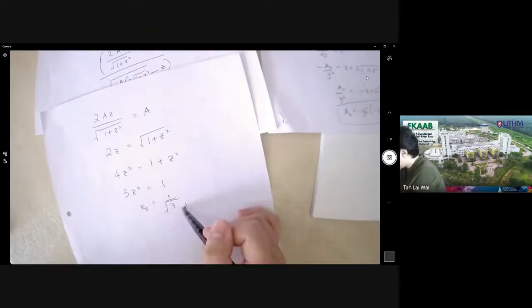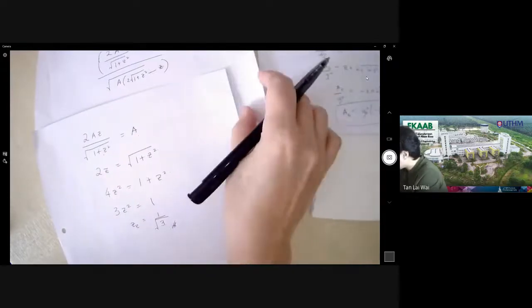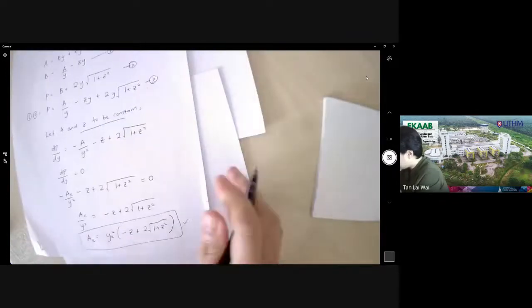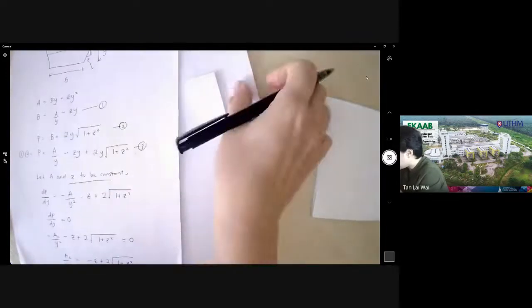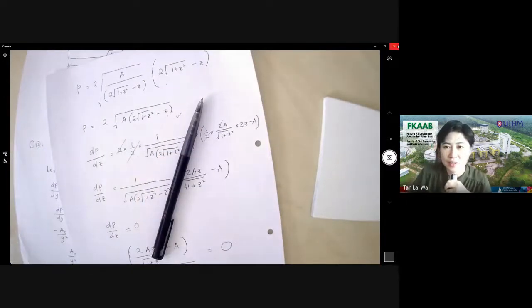Now, when you have Z already, what you can do is substitute to find your A. You are going to substitute to find your P as well. And of course, you can get your B when Z is equal to 1 over square root 3. Now, what you'll find here, you can try it, because I think I'm going to stop here.